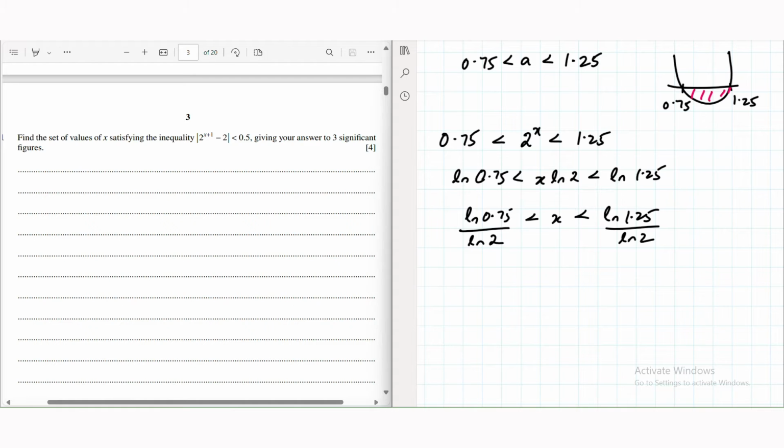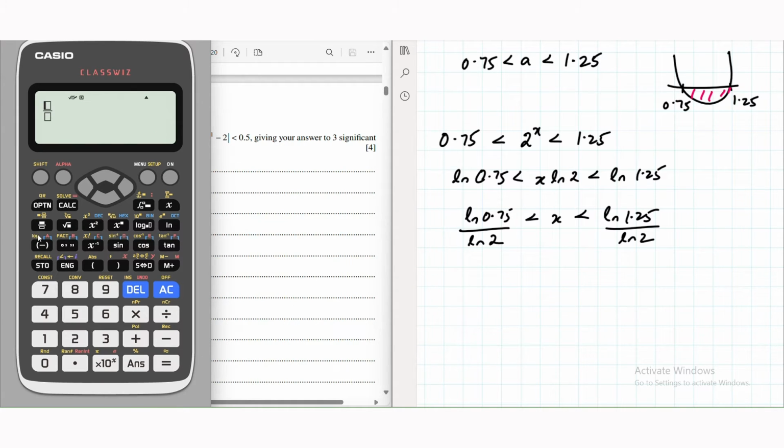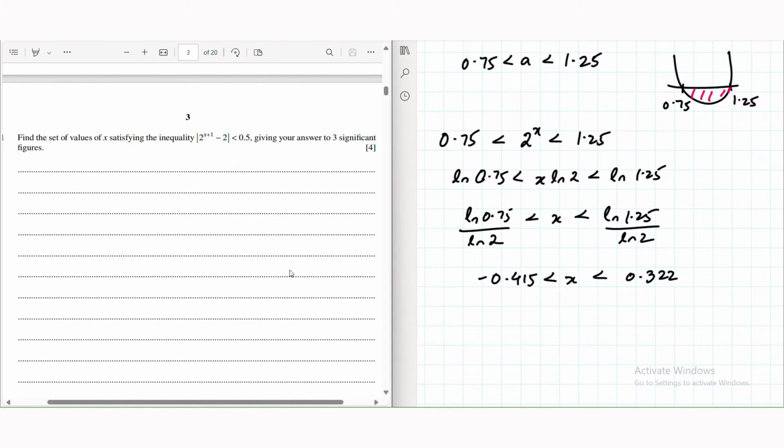Now we just need to find the values to three significant figures as written. So ln 0.75 divided by ln of 2, this one is 0.415. And the other one, ln 1.25 divided by ln 2, is 0.322. And that's about it. All right, on to the next question.